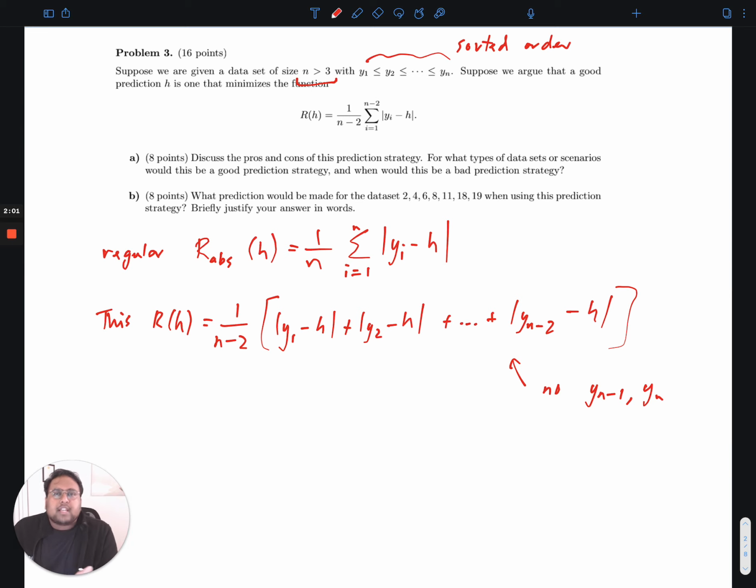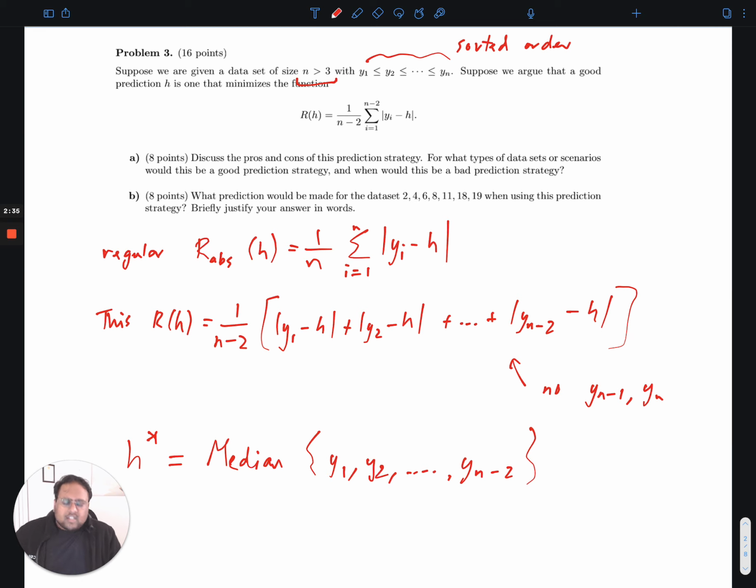And what was the prediction that minimizes mean absolute error? If we have an odd number of data points, it's the median. If we have an even number of data points, it's anything between the middle two, and the median is one of those as well. So essentially, this prediction strategy boils down to getting rid of the largest 2 data points and taking the median of everything else. So H star is the median of y1, y2, and so forth, all the way through yn minus 2.